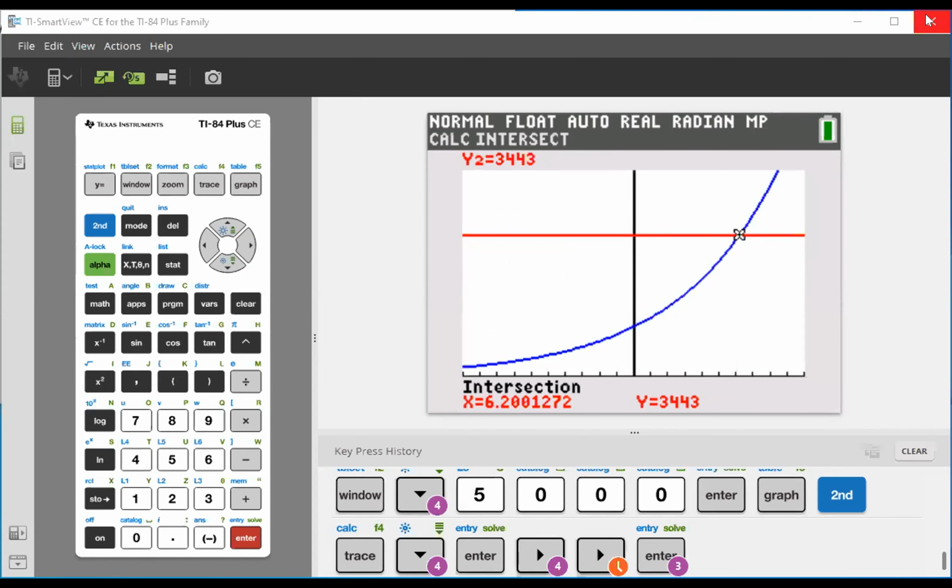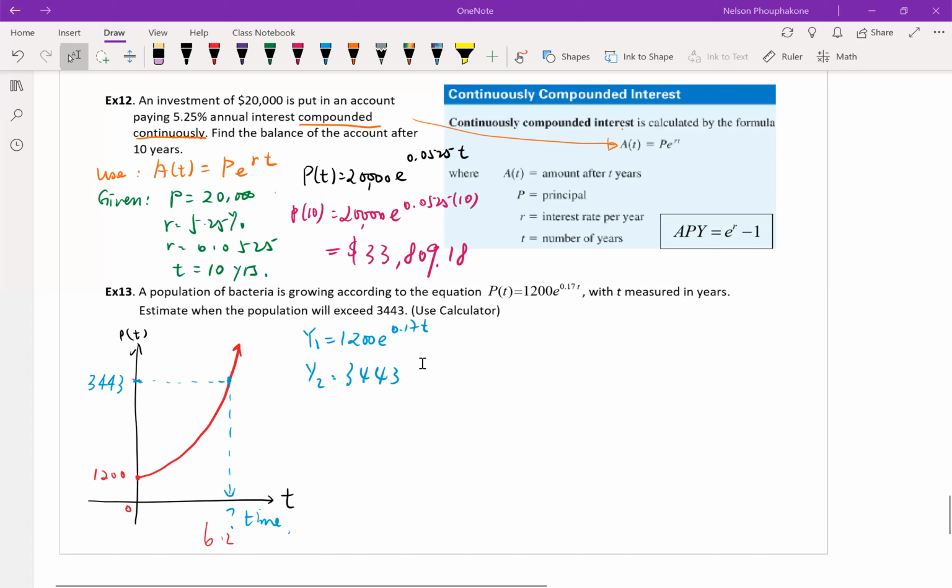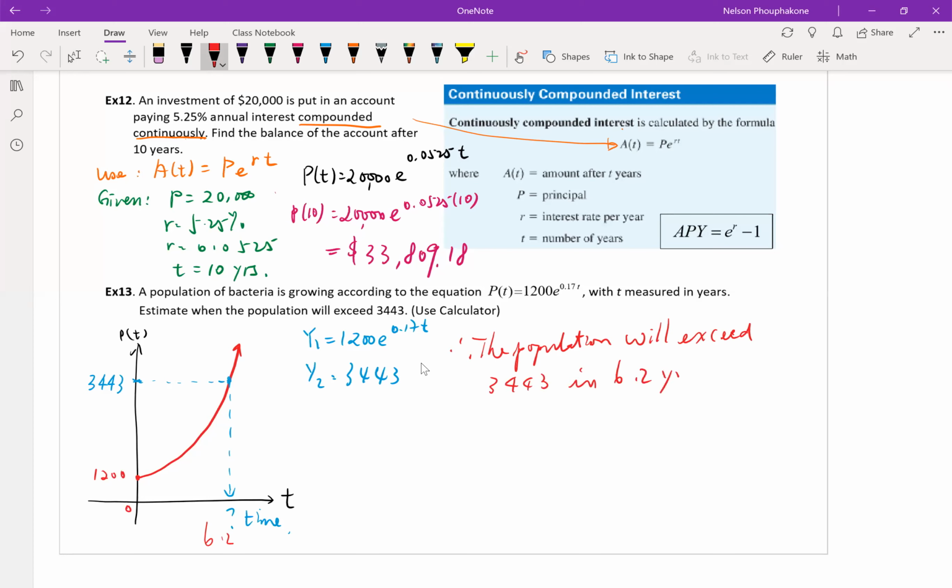And now you will see that the population will exceed 3,443 in about 6.2 years.